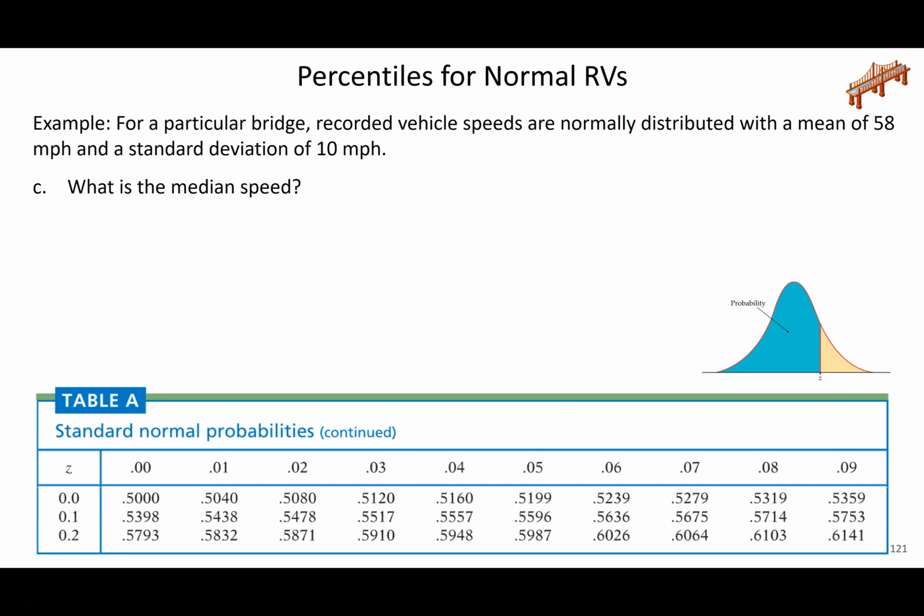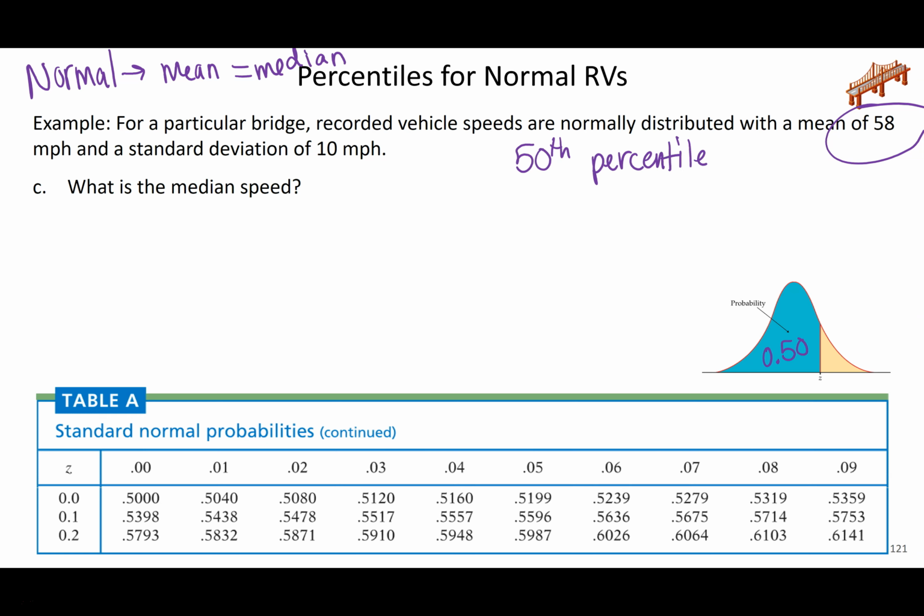So last one, what is the median speed? In the normal, it's perfectly symmetric, so the mean and the median are equal. So the median would be that 58 miles per hour. But I'll show you how we would figure it out from here. If it's a median, I want the 50th percentile, so I want 50% below. Looking here, there it is, exactly. My z-score is 0.00, so I'm just going to say 0.